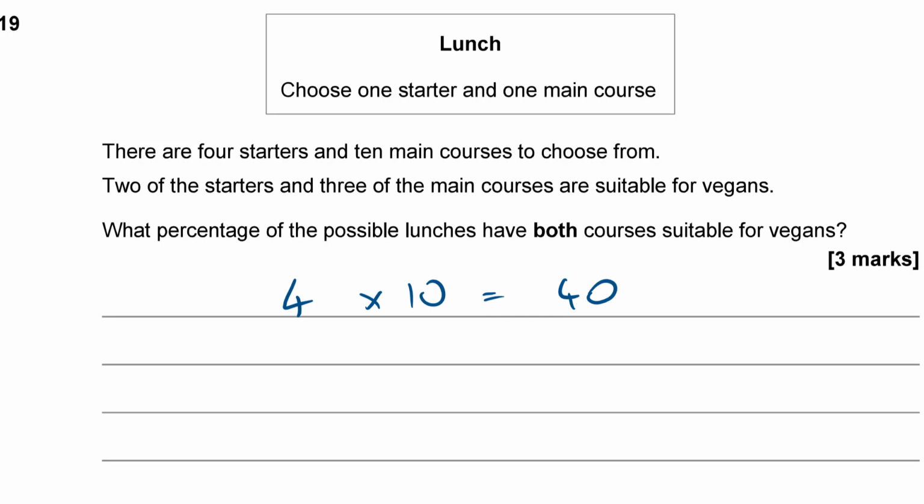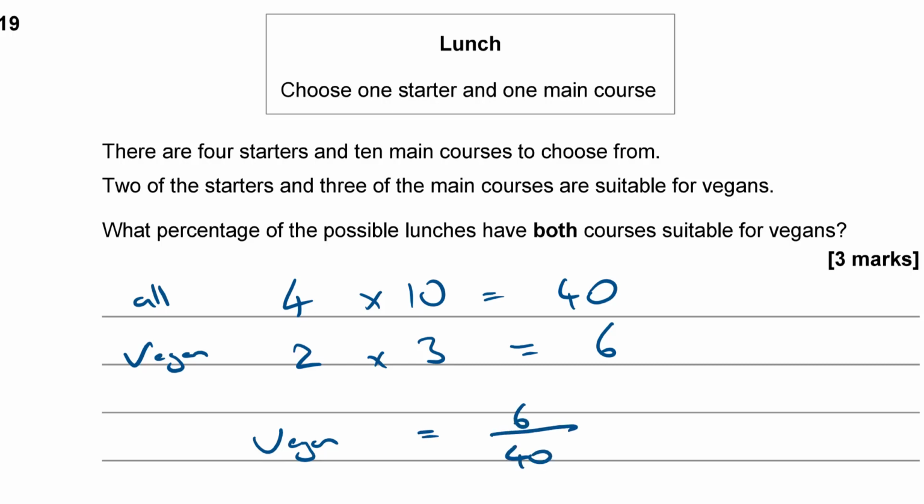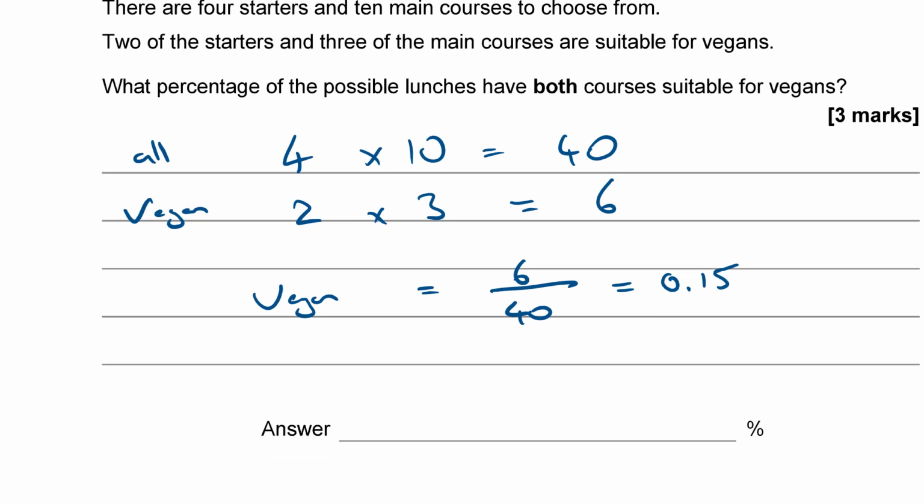Okay, however, from those, only 2 of the starters and 3 of the main courses are for vegans. So the vegan choices are restricted to 6 out of those 40 dishes. So what fraction then are going to be vegan? Okay, so the fraction that is vegan is going to be 6 dishes out of 40 dishes, which is 6 divided by 40, that is 0.15 as a decimal, which is what as a percentage then? 15%.